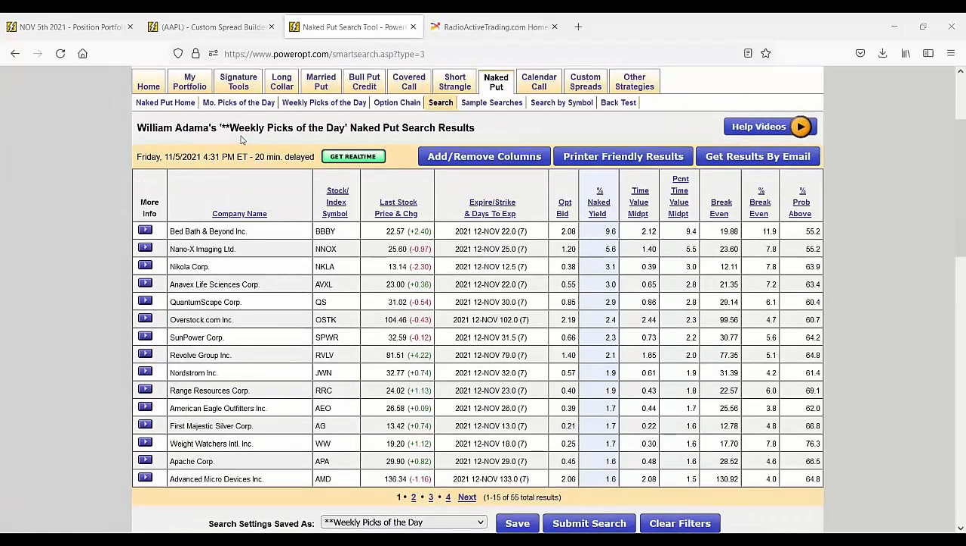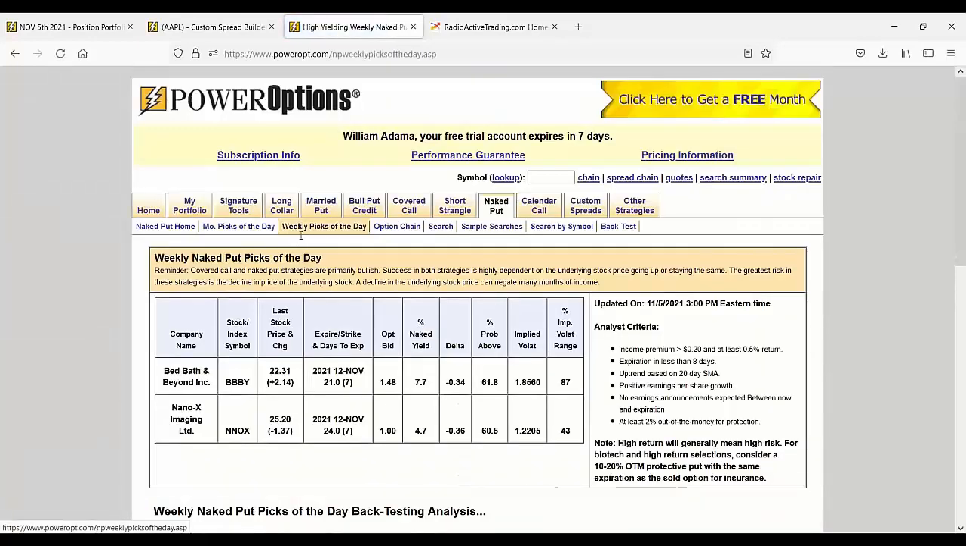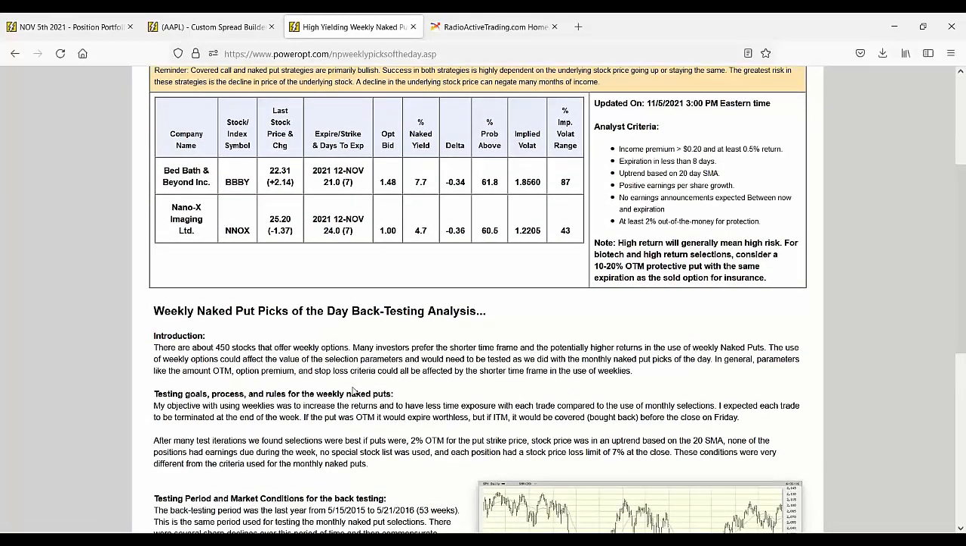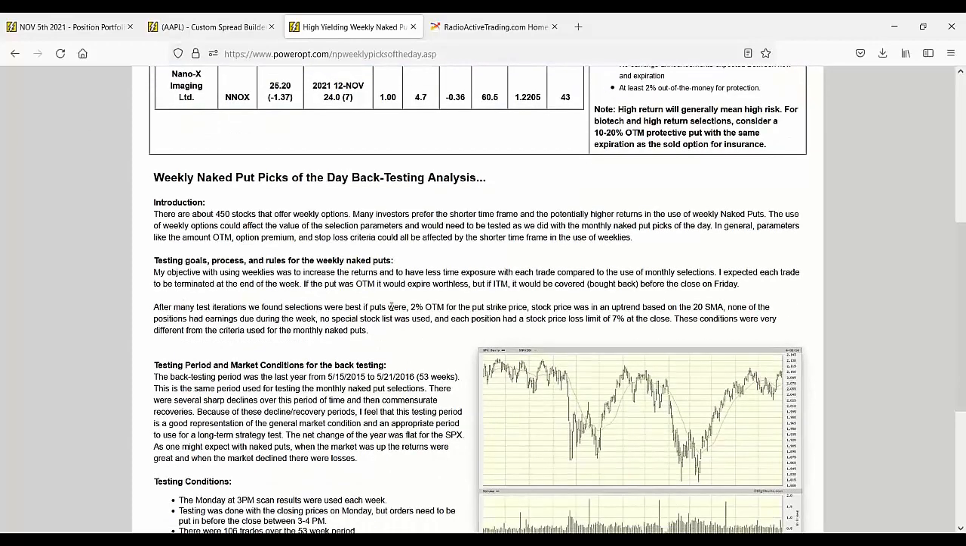And this one here is the weekly picks of the day. And you also see it has its own link here. Now I'm just going to go to the basic link. The weekly picks of the day here is the result of extensive testing that Ernie did, testing various iterations of stock and option criteria to find over a certain testing period which naked put structure, range out of the money, premium, stock filters, technicals, and fundamentals gave the best return over that whole time period. And these are the results of those, and he goes through a description here.